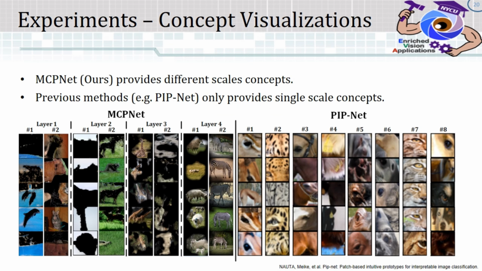Next, we compare learned prototypes with the previous method, PIPNet. The sample concepts illustrate that our MCPNet can provide multi-scale concepts from various layers, such as color and texture from low layers and objects in high layers.